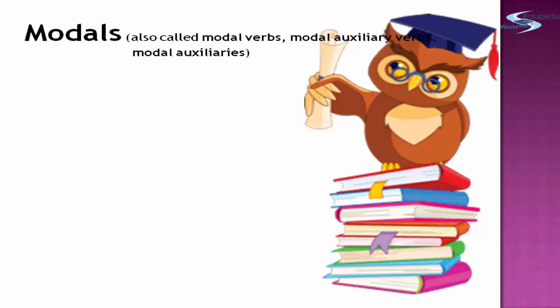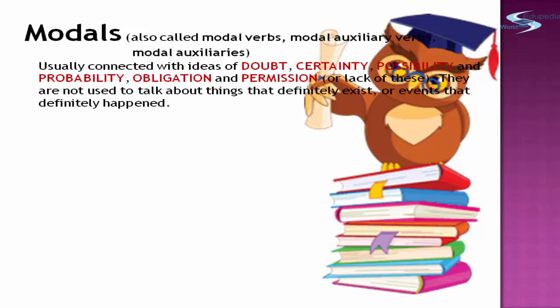Our lesson will be modal verbs. Modals are also called modal verbs, modal auxiliary verbs, or modal auxiliaries. They are usually connected with ideas of doubt, certainty, possibility and probability, obligation, and permission or lack of these. They are not used to talk about things that definitely exist or events that definitely happen.